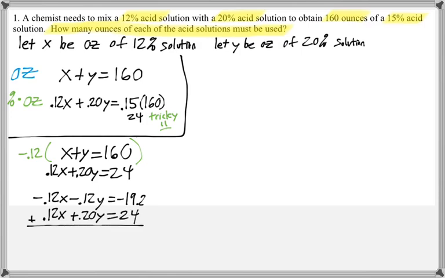and I want to add these up. The x's go away, just like I wanted. The y's become 0.08y is equal to, and then negative 19.2 plus 24 is 4.8. And then if you divide both sides by 0.08, you get y is equal to 60. And that is ounces of the 20% solution.